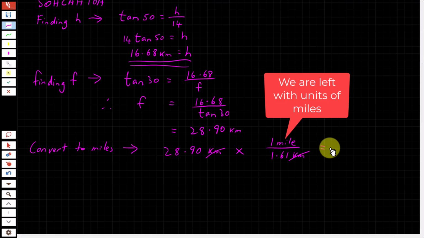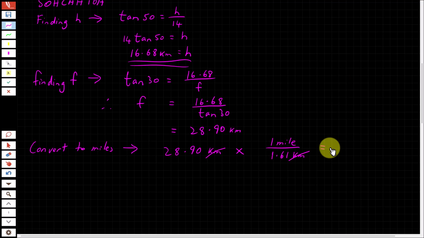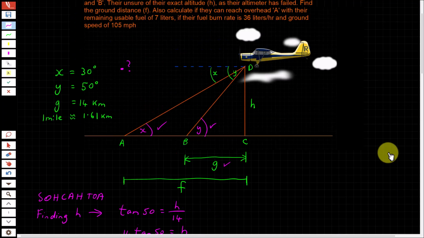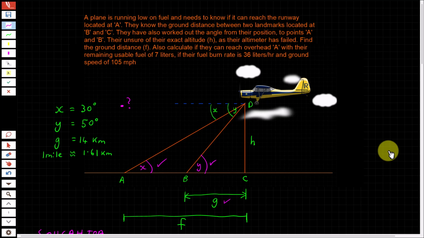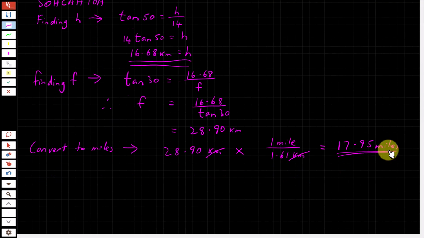Do the division, 28.90 divided by 1.61, will equal 17.95 miles. Let's take another look at the question and see what we can calculate next. We can see that the plane has a usable amount of fuel left of 7 litres. So let's calculate how far the plane can travel with 7 litres of fuel.